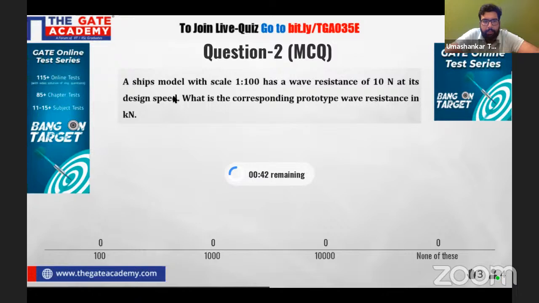I can see only 3 students have answered still. Please answer it. It's an MCQ question. In an MCQ question, we have to select only one option. Please go for it.